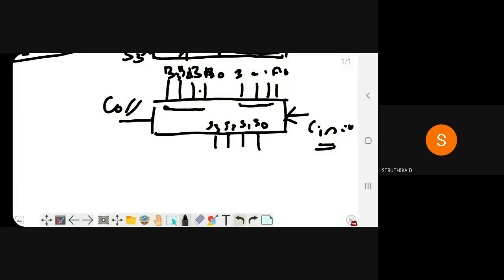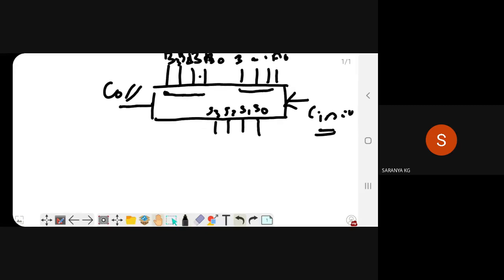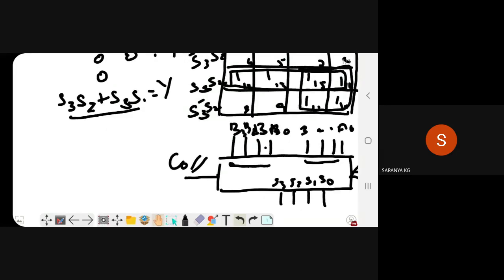If the result of adding the values is not a BCD number, what should I have to do? Add 6, ma'am. We want to add 6 with the result. So manually we can add 6 with the sum. But while designing a circuit, we want to design accordingly. So for that purpose only, we have got the equation S3 S2 plus S3 S1.